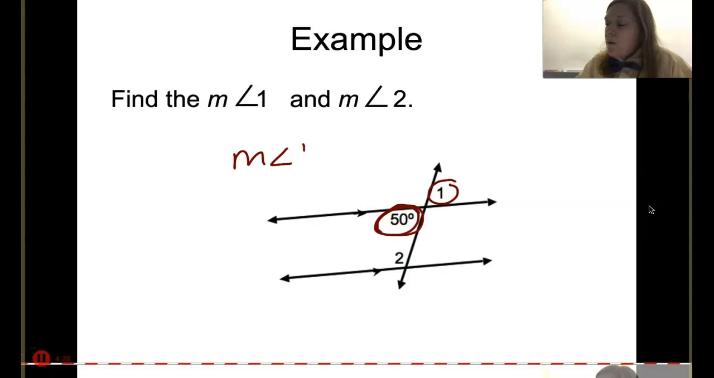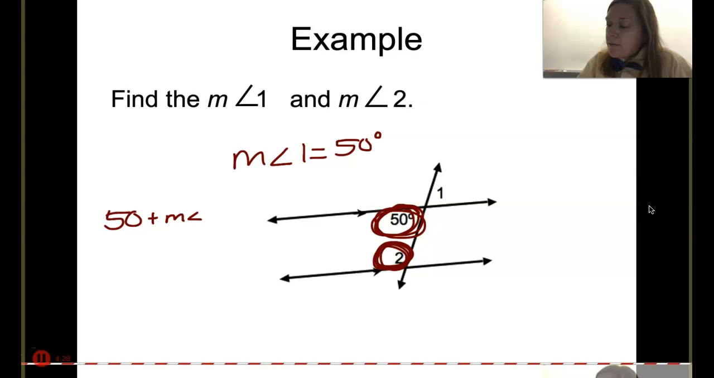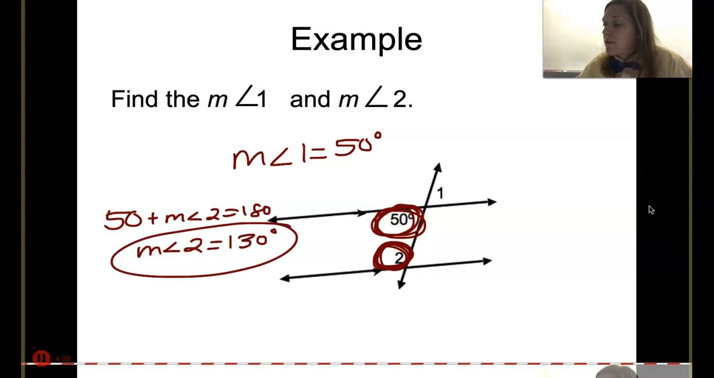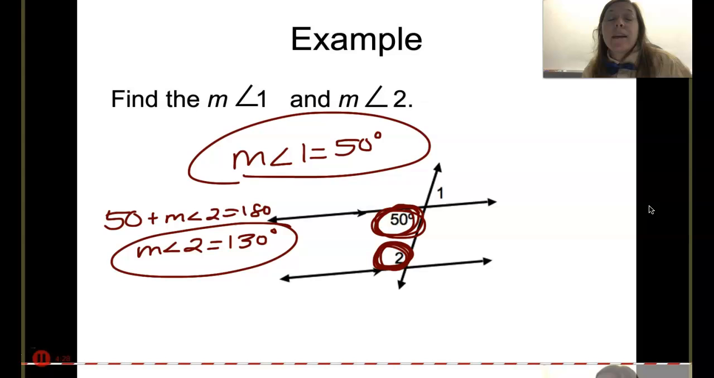So the measure of angle 1 is going to be equal to 50 degrees because those were vertical angles. Now let's focus on angle 2. What's true about angle 2 and angle 50? Well, they're consecutive interior, which means that they should add up to 180 degrees. So 50 plus the measure of angle 2 should add up to 180 degrees. So subtracting 180 minus 50 tells me that angle 2 would be 130 degrees. And it's always good to put that little degree sign there so we know we're talking about the angle measure.